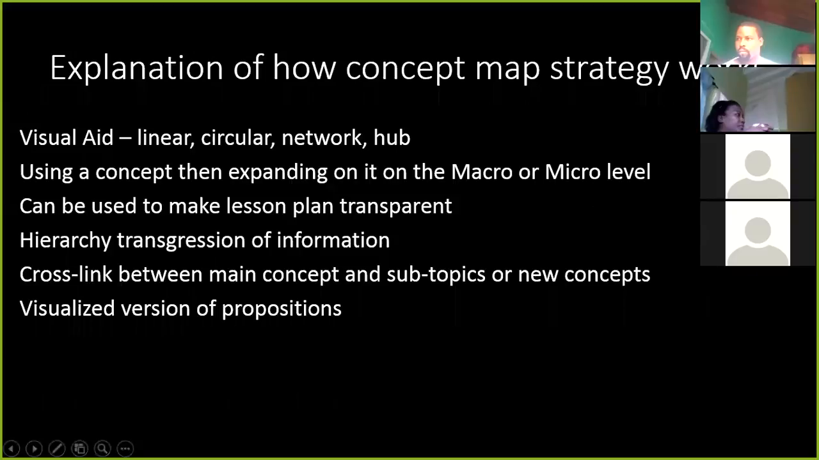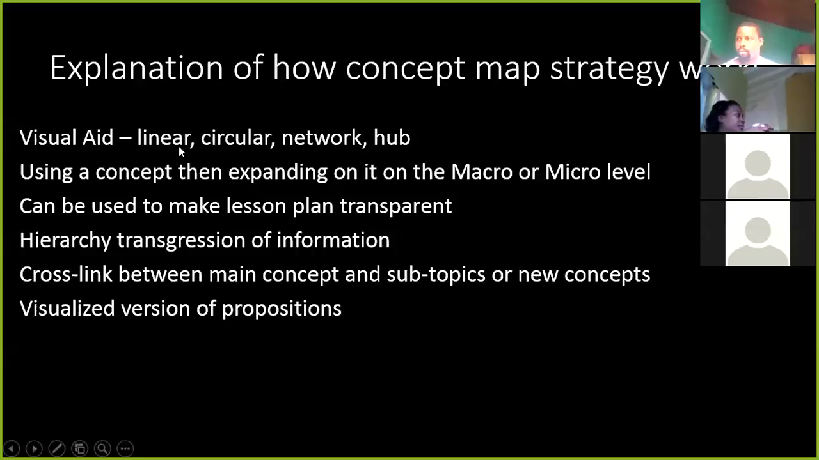Okay, so moving on to the explanation of how concept map strategies work. Basically, I have been explaining that a little bit, but I'll just go down the list here of how it is used as a visual aid in explaining certain matters.